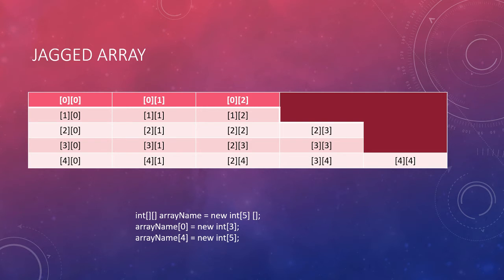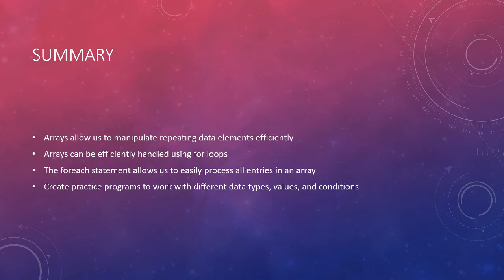So jagged arrays can be harder to visualize, but they can be pretty handy for us to use in our code. So arrays really are awesome. They allow us to manipulate repeating data elements efficiently. Arrays can be handled really well using for loops. The for each statement, or the enhanced for loop, allows us to easily process all of the entries in an array. And it's really important for you to get a lot of practice working with arrays.